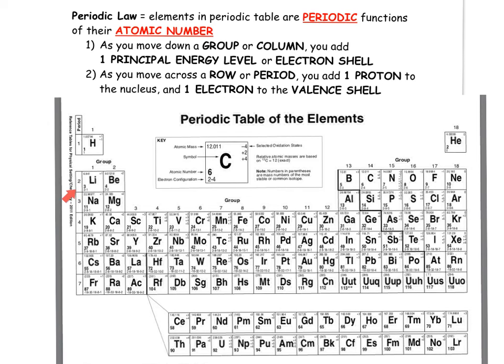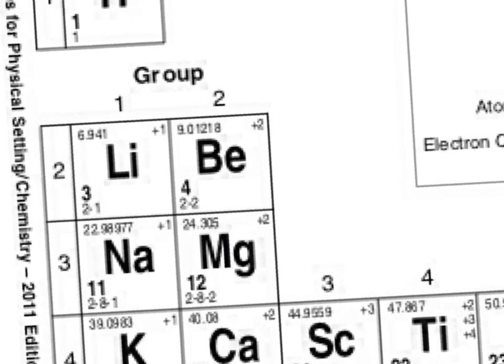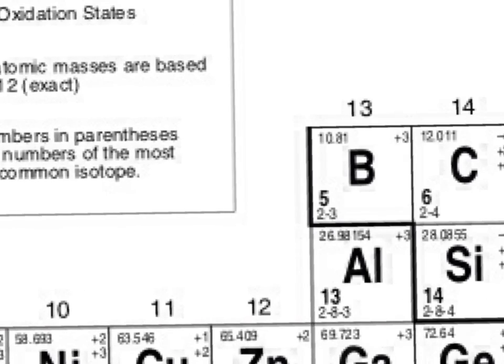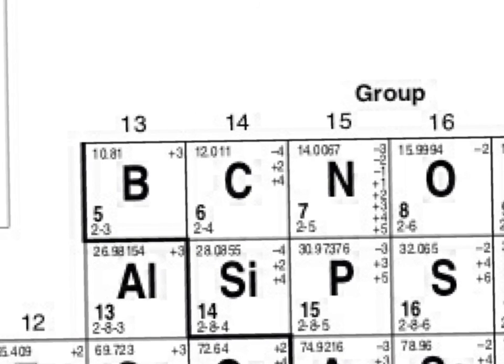For period number 2, which is the second row here, you have 2 rings. That's not a coincidence, okay? You have the first ring, or first principal energy level, and you have the second ring. This beryllium has 2 rings. Notice that when you went from lithium to beryllium, you added 1 electron to that ring. Boron, you added 1 electron to the outside ring.